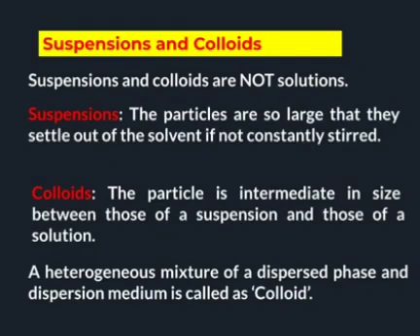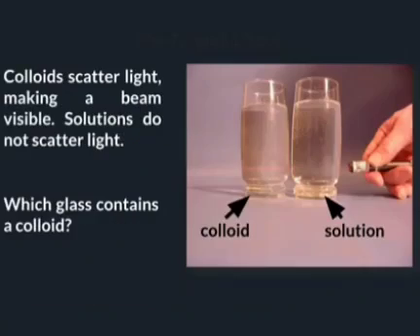Whereas in colloids, the particle size is intermediate between those of a suspension and those of a solution. A heterogeneous mixture of a dispersed phase and dispersion medium is called a colloid. Here, colloids scatter light, making a beam visible. Solutions do not scatter light.